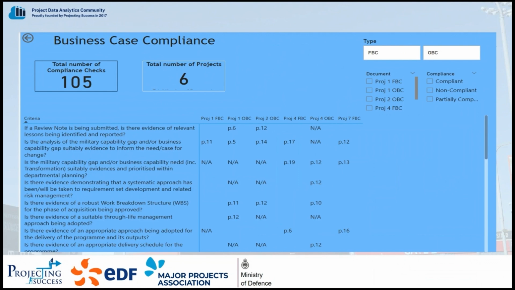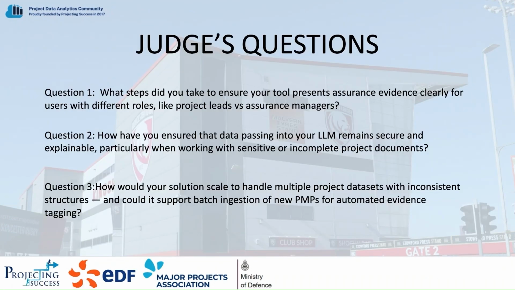To answer the questions the judges gave us, for question 1, each compliance result is directly linked to supporting evidence mapped to PEAP criteria. Full or partial compliance is clearly marked, whilst missing evidence is flagged as non-compliant. This enables both project leads and assurance managers to easily verify results, whether they need a summary or full traceability.